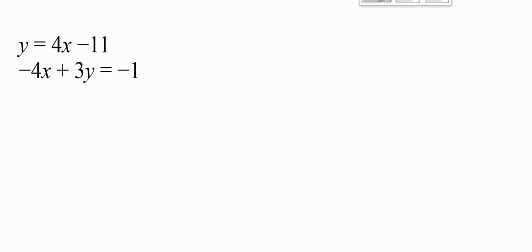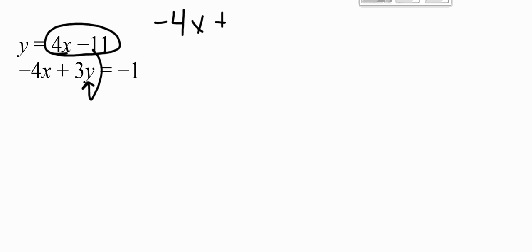Here's another example. I would recommend pausing it, working it out, and then pushing play again and watching to see if you did it correctly, and if you didn't, where you might have gone wrong. So again, I have y equals 4x minus 11 and negative 4x plus 3y equals -1. So I'm going to take this right here, 4x minus 11, and plug it in to the y of the second equation. So negative 4x plus 3 times 4x minus 11 equals -1.